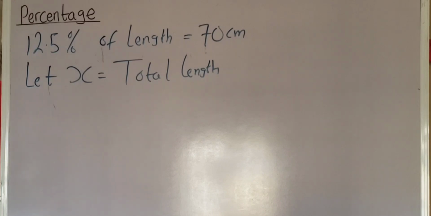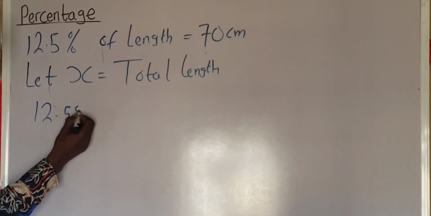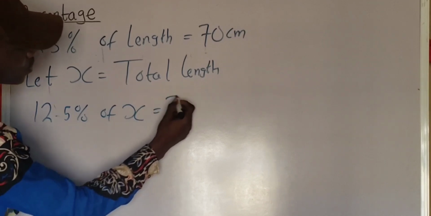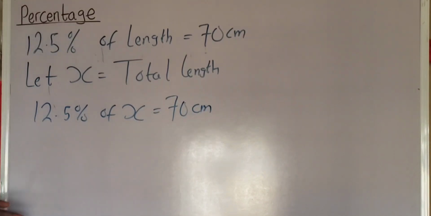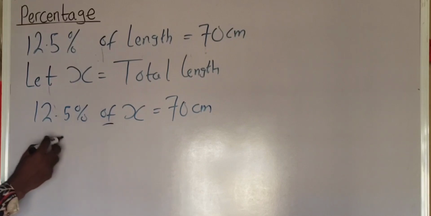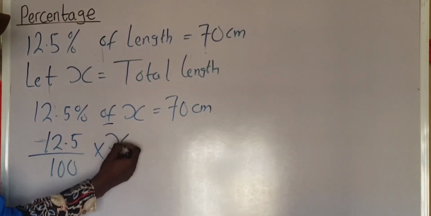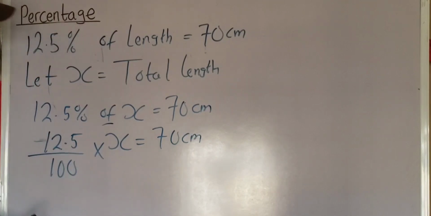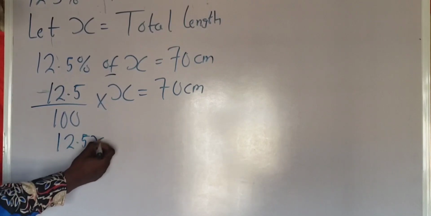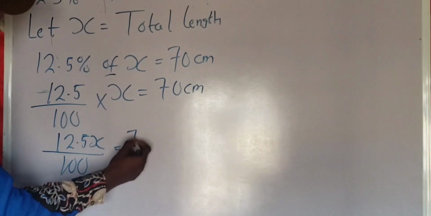Now we want to determine the total length. Since we know that 12.5% of the total length is 70 centimeter, that means 12.5% of x is equal to 70 centimeter. From our previous class we learned the meaning of percentage. So for this I'm going to have 12.5 all over 100 multiplied by x is equal to 70 centimeter. For this I'm going to have 12.5x all over 100 is equal to 70 centimeter.